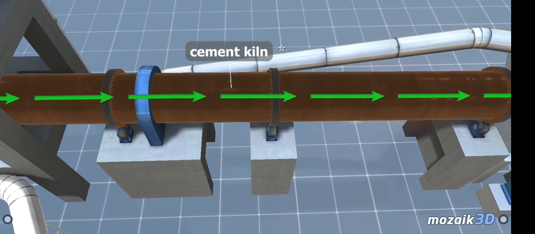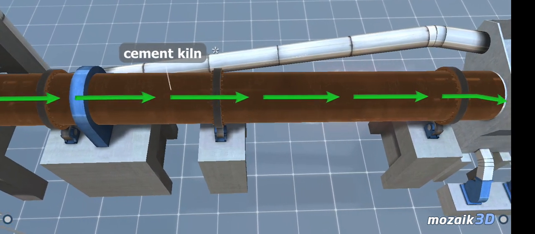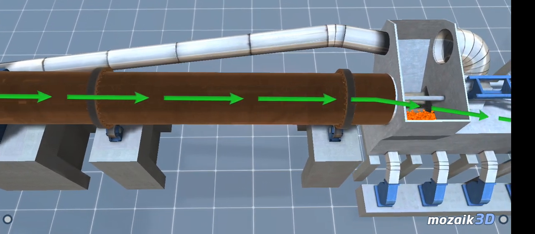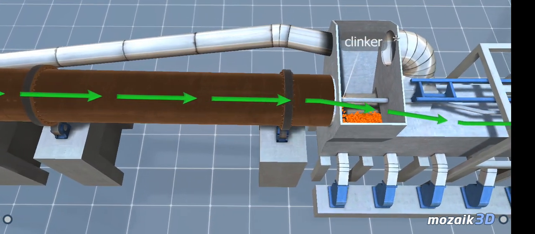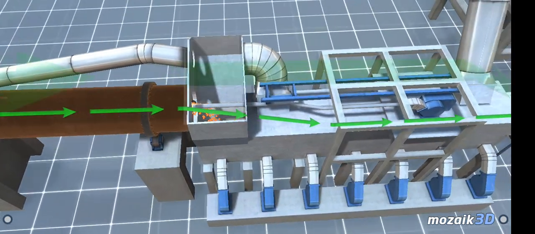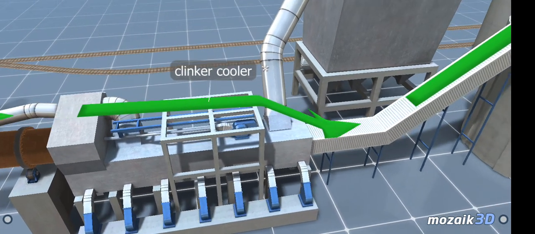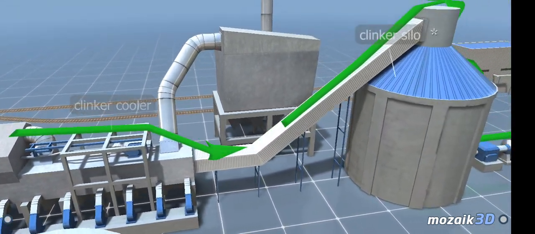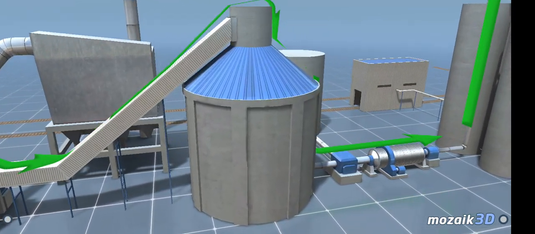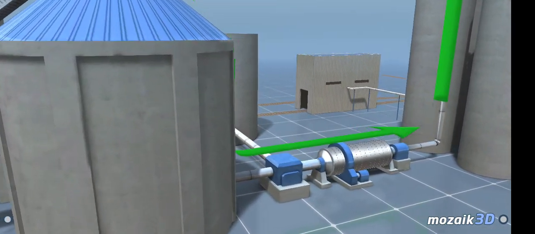During the process, due to the rotary motion of the cement kiln, the materials aggregate into lumps or nodules known as clinker. Clinker then falls out of the kiln into the cooler, where it is rapidly cooled and then stored in a clinker silo. The third stage in the process involves grinding clinker into a fine powder, that is, cement.